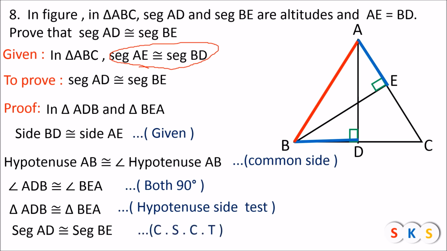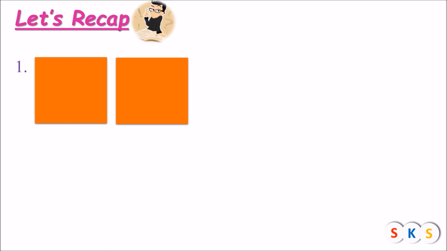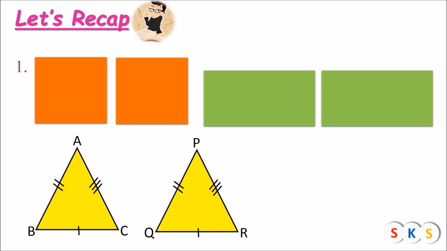Let's recap. Here we have two squares of equal size. It means both the squares are congruent to each other. Here we have two rectangles of equal size. Therefore, these two rectangles are congruent to each other. Here we have two triangles of equal size. Therefore, triangle ABC is congruent to triangle PQR. So, figures having the same size are congruent to each other.